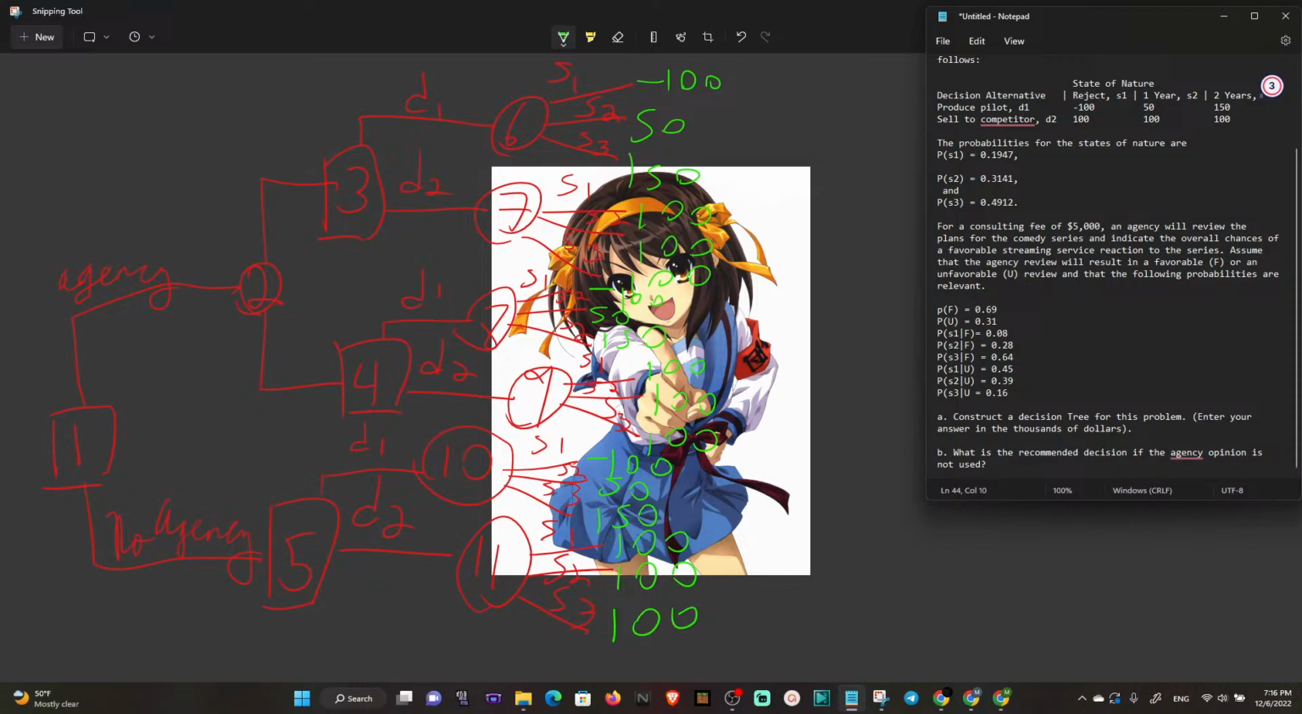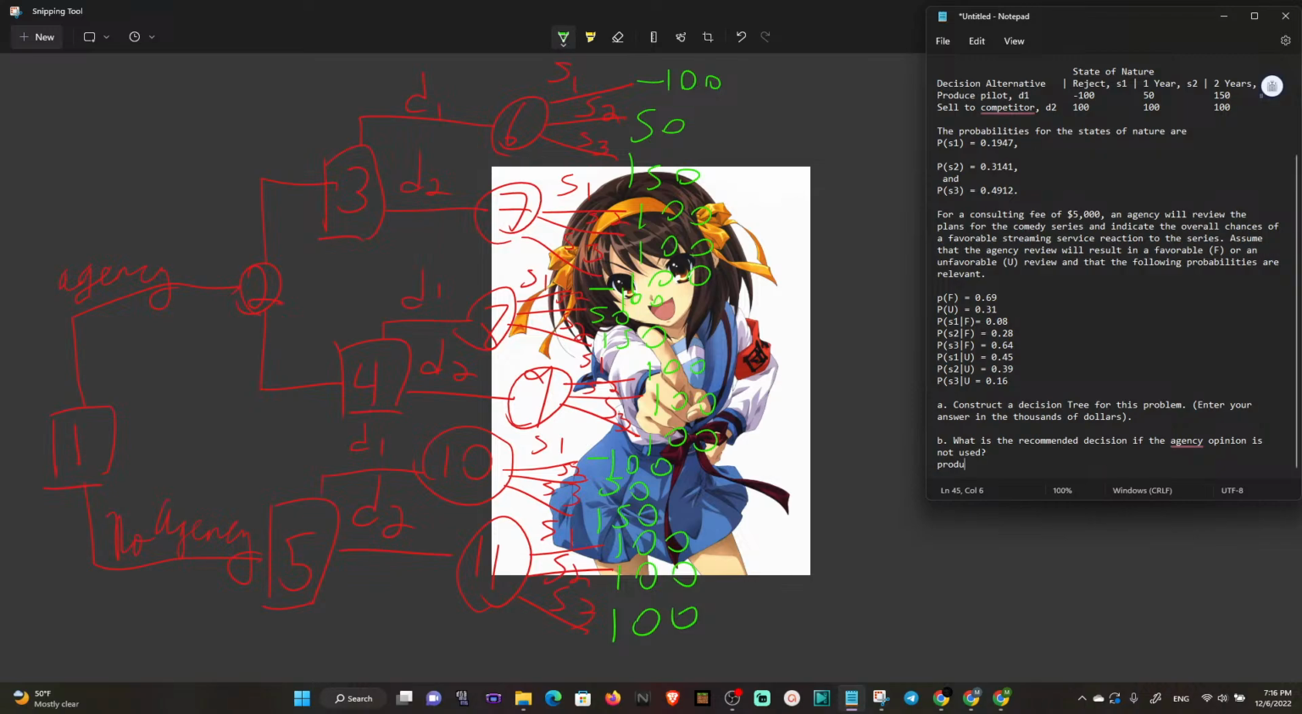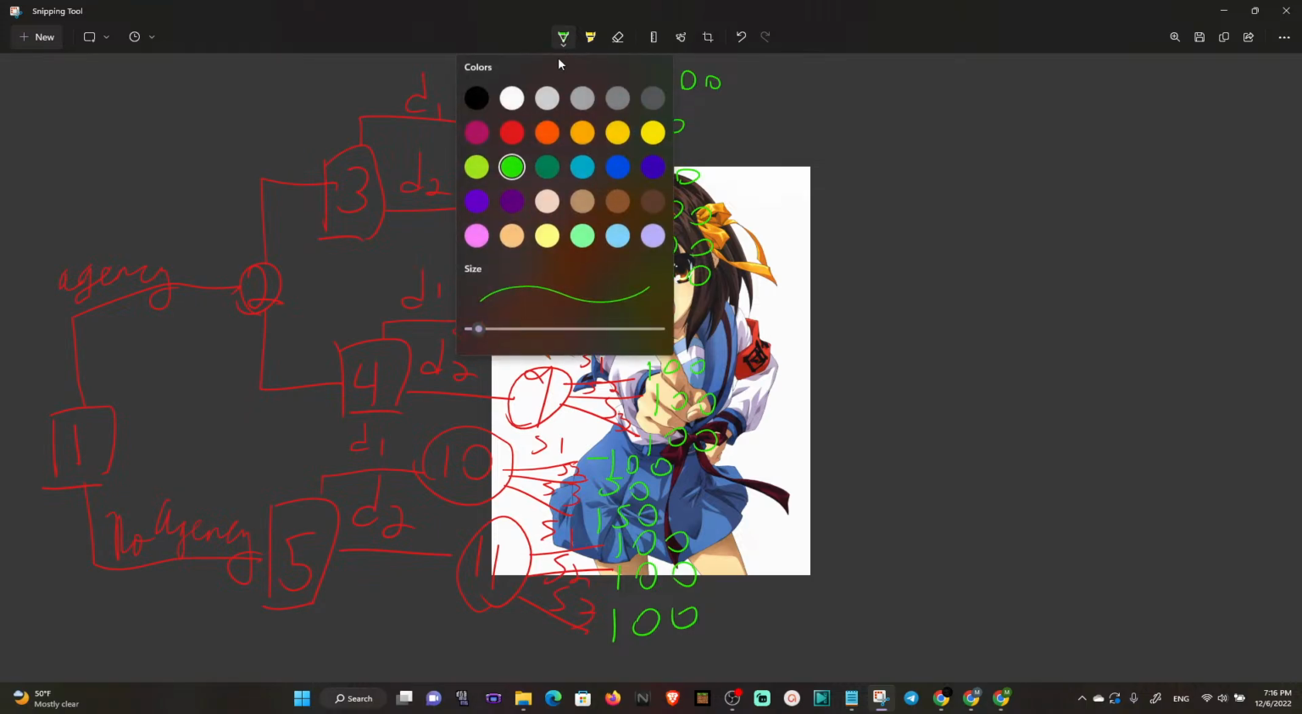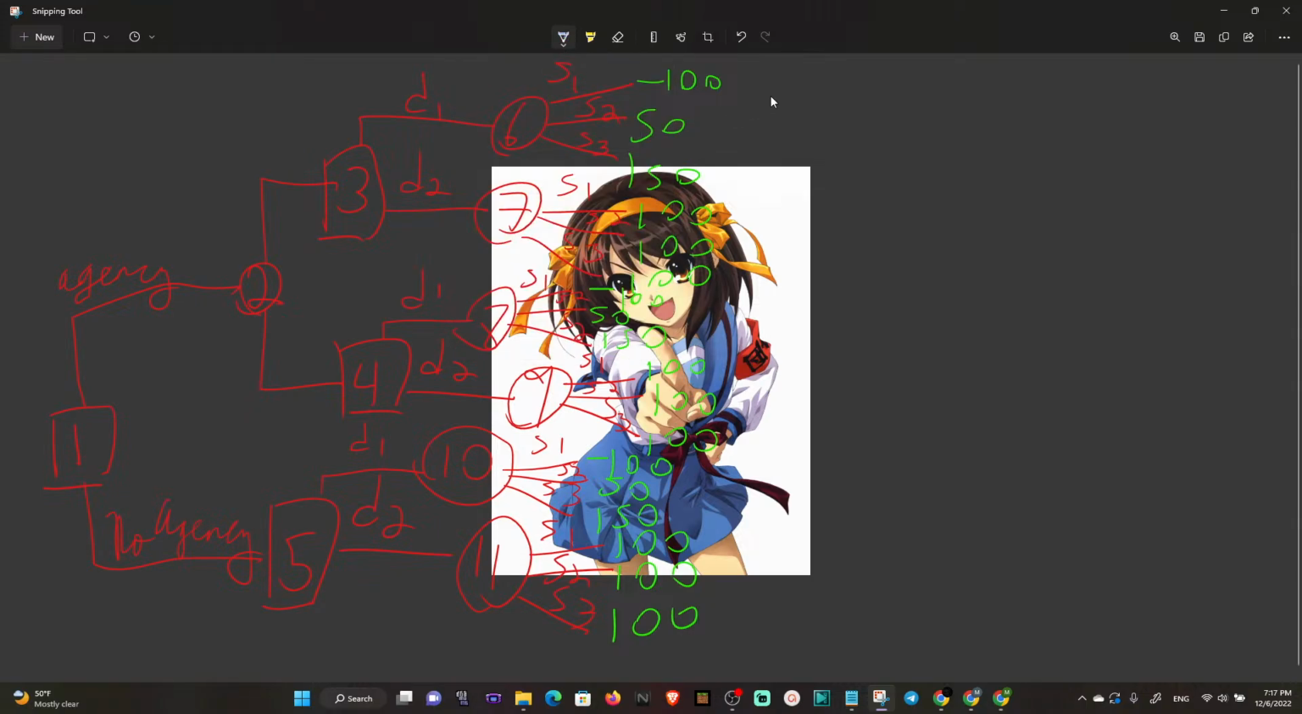Okay. What is the recommended action if the agency opinion is not used? So it's produce, pilot D1, or sell to competitor D2. So to get the answer to this, we gotta use node 5, so over here. Using node 5 is gonna be the best way to solve it.